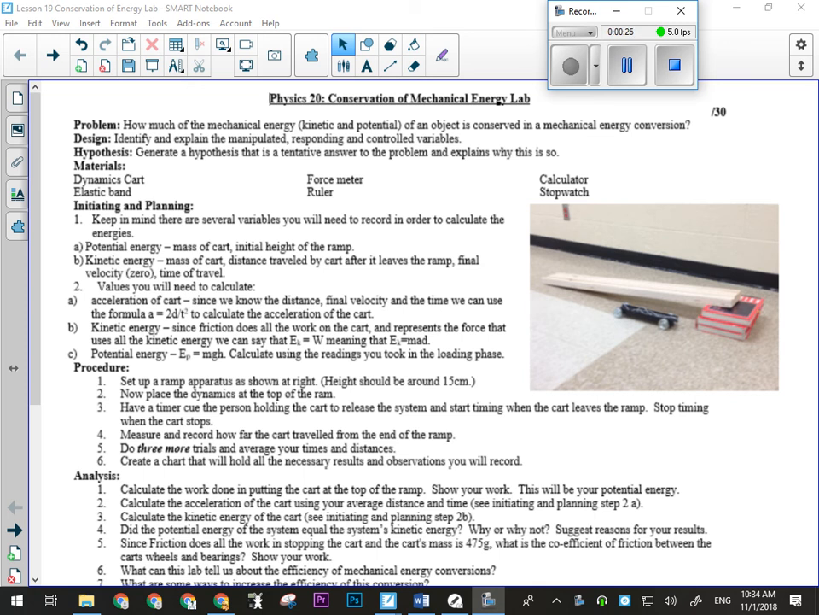We'll be able to calculate how much potential energy it had because we can measure the height of the ramp, and we'll compare those two values, right? That's what we're looking at here, is comparing the potential energy at the top of the ramp to the kinetic energy at the bottom of the ramp. That's the whole purpose of this lab.